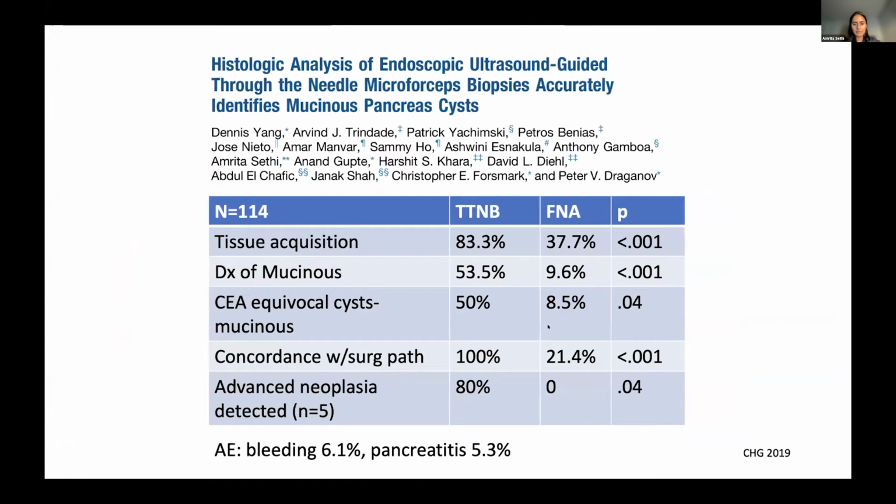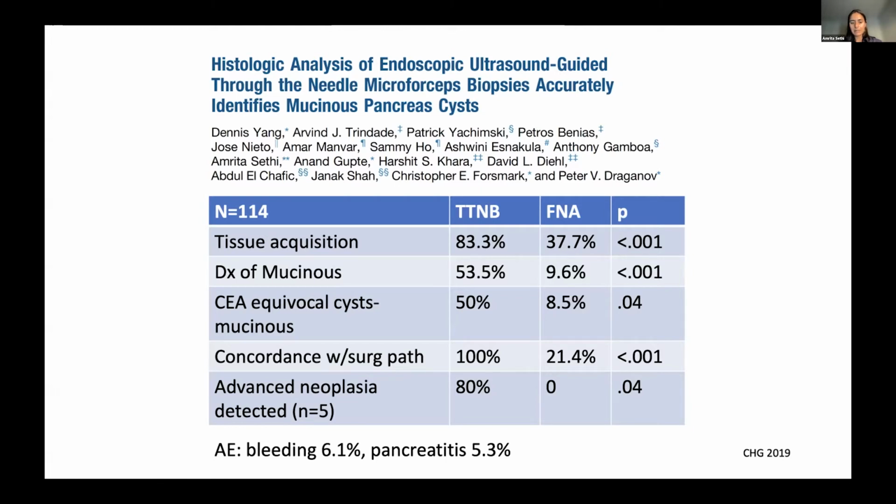So I was fortunate to be part of this group looking at the value of tissue biopsy through the needle in identifying mucinous pancreatic cysts. And we looked at 114 cases and found that the ability to acquire tissue was significantly higher with the Moray forceps compared to FNA, as was the ability to actually diagnose a mucinous lesion.